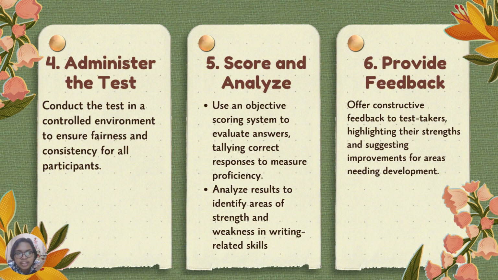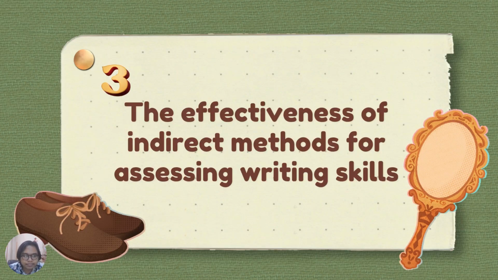Number five, score and analyze. Use an objective scoring system to evaluate answers, tallying correct responses to measure proficiency, and analyze results to identify areas of strength and weakness in writing related skills. Number six, provide feedback. Offer constructive feedback to test takers, highlighting their strengths and suggesting improvement for areas needing development. This is the last thing we will talk about.